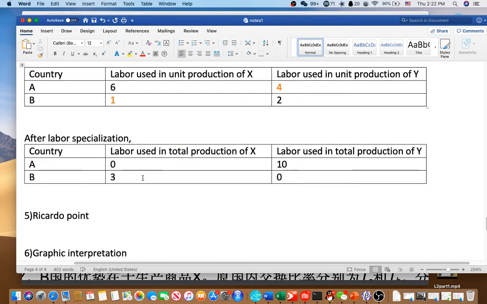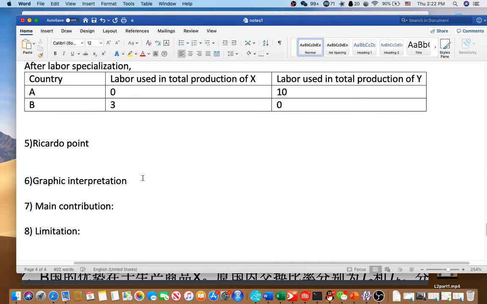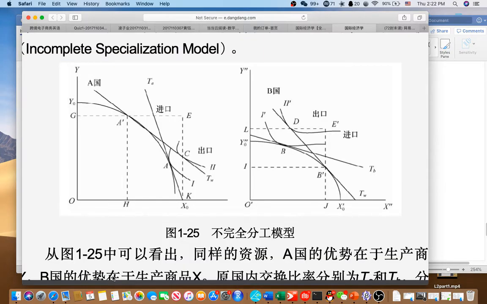I'll talk about the Ricardo point in our DingTalk app by video recording. The graphic interpretation can be seen in this figure. This figure shows that with specialization, both countries produce both X and Y. Labor division changes the X and Y production ratio.